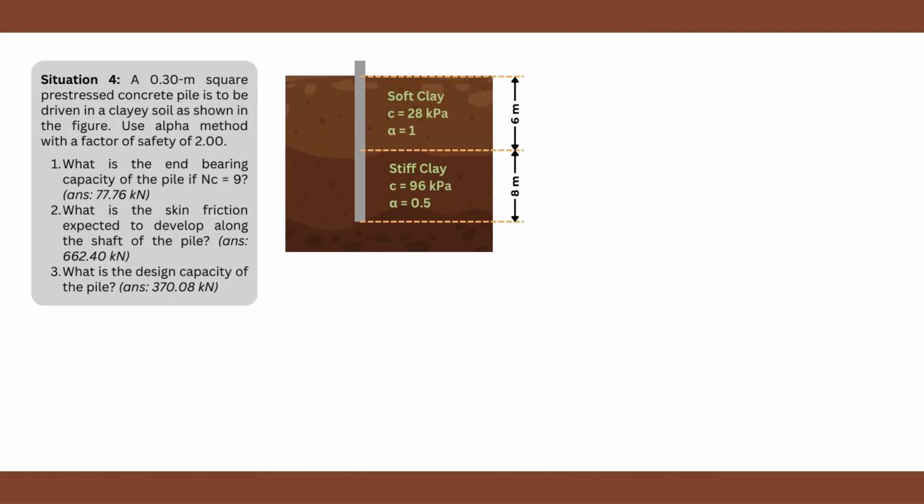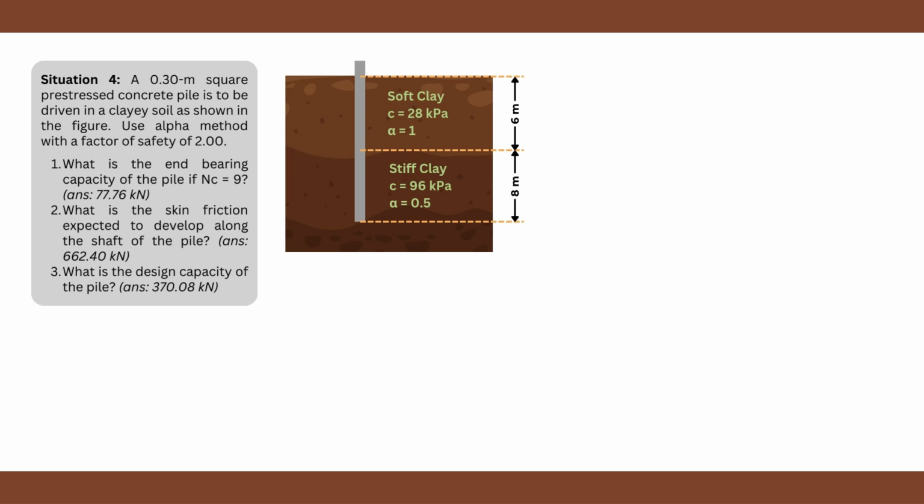For this episode, a 0.3 meter square pre-stressed concrete pile is to be driven in a clay soil as shown in the figure. We are instructed to use the alpha method with a factor of safety of 2 in determining the following: the end bearing capacity of the pile if NC equals 9, the skin friction expected to develop along the shaft, and the total design capacity of the pile.